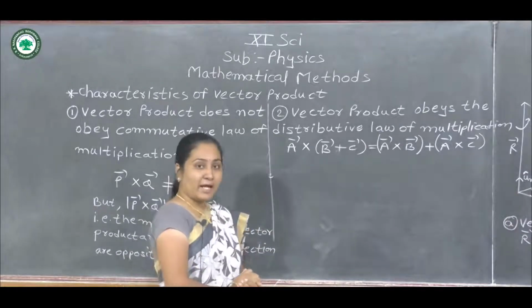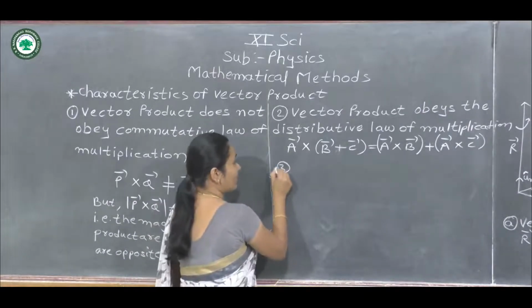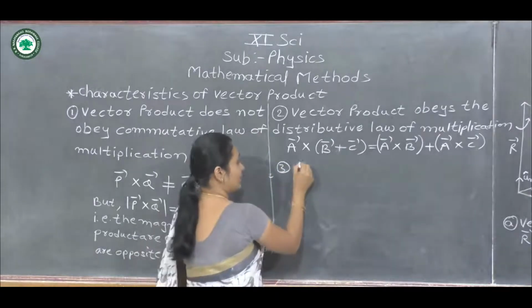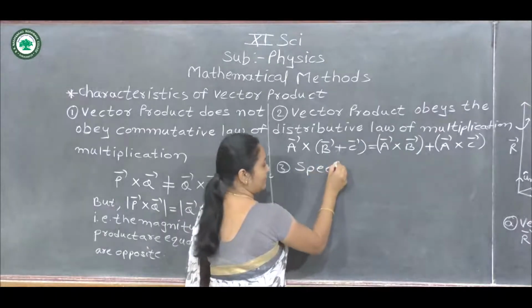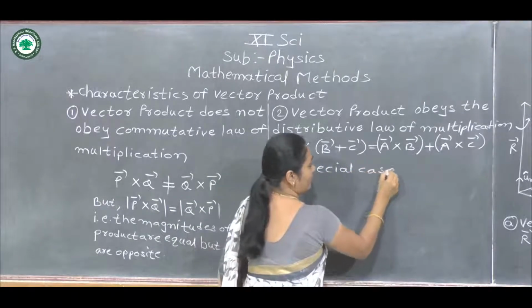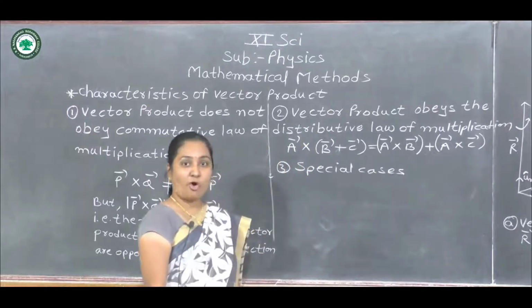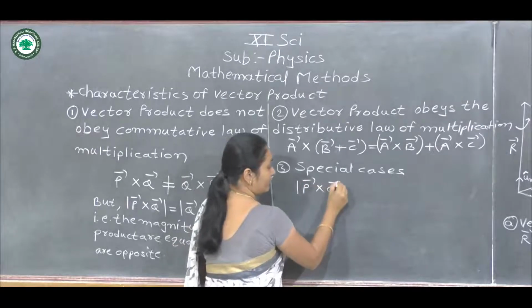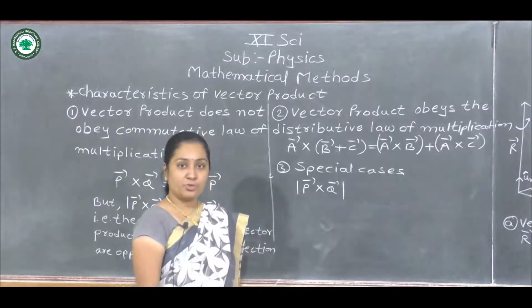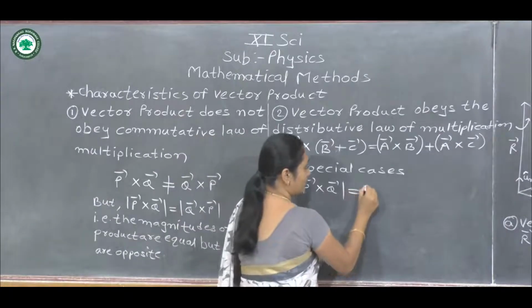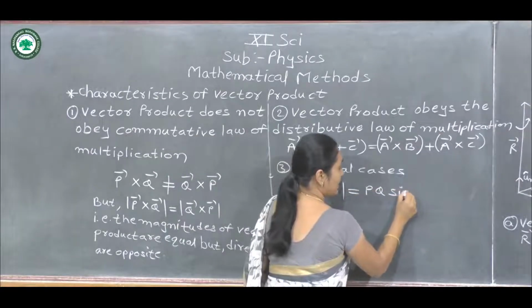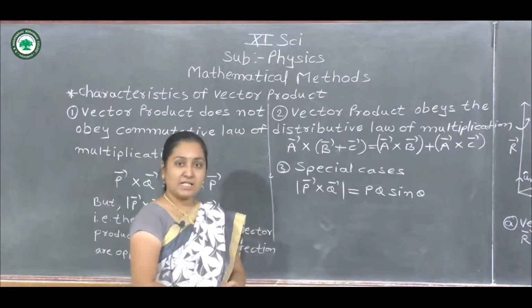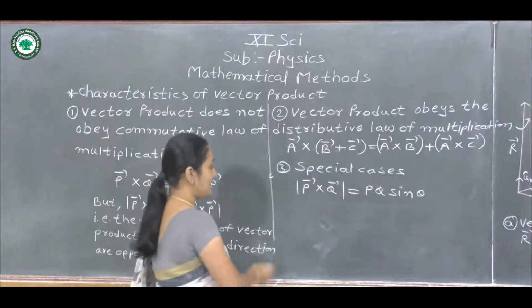Now the third characteristic is that there are some special cases of cross product. So the third characteristic: special cases of cross product. The cross product is given by P bar cross Q bar is equal to PQ sin theta.